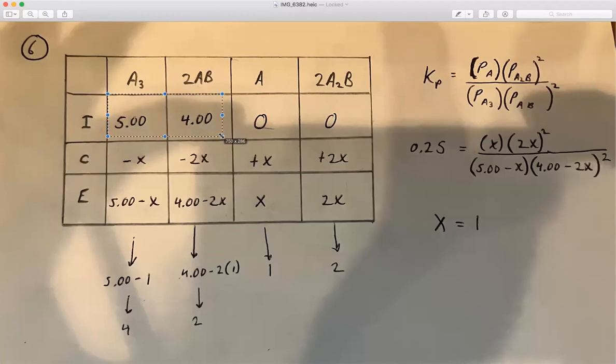We started with this initial amount and zero here. So we're going to be losing those. That's why we have minuses here and pluses on this side. So it all depends on how it starts. And then I wrote the four expressions. So the equilibrium expressions always come from combining the I and the C together. That's the initial and the change.